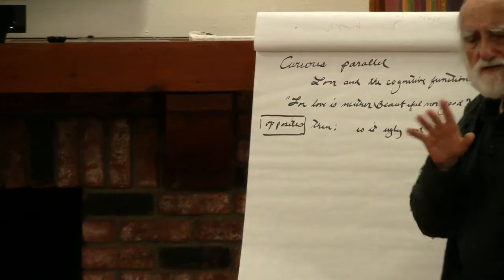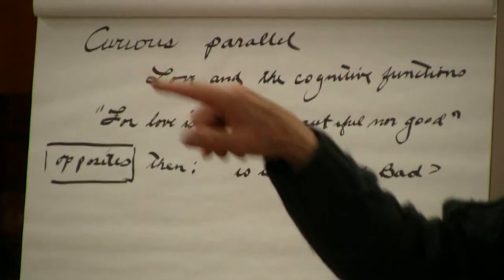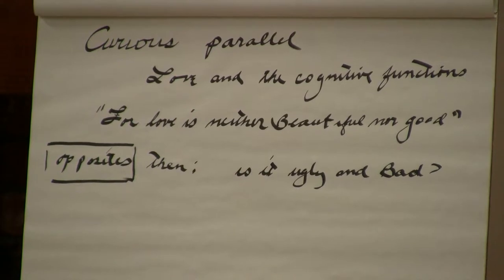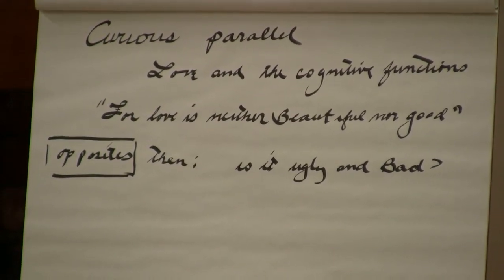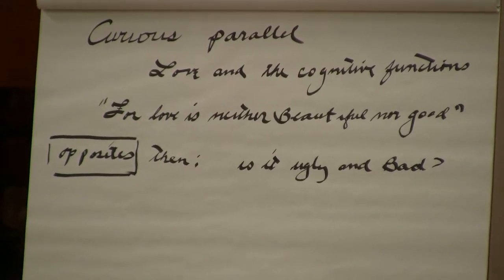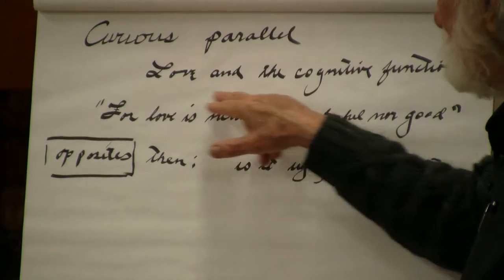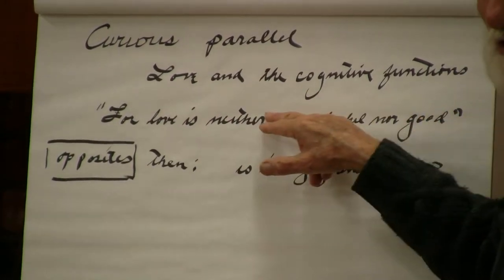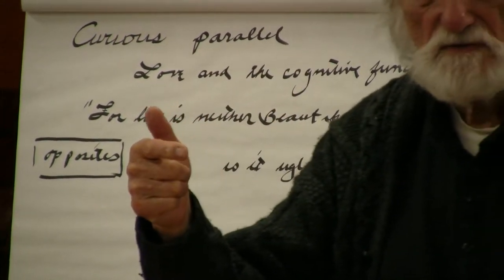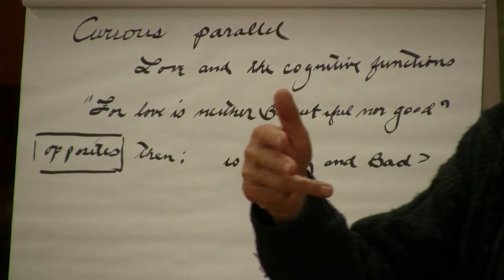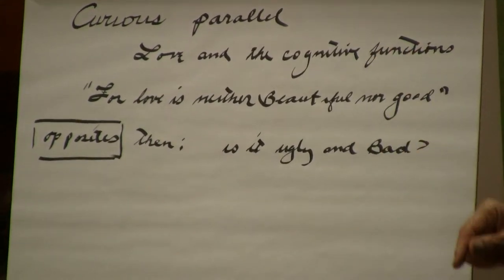Now, look here, there's something rather curious going on between the two gentlemen, Plato and Plotinus. The whole Symposium of Plato's starts out from this point, a contrast between love and cognitive functions. By that, knowledge, opinion, understanding, ignorance. Ignorance is a cognitive function.